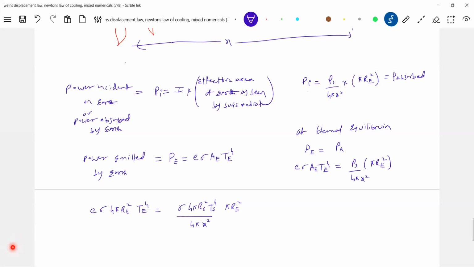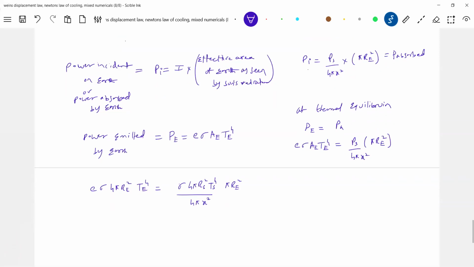Let me cancel all the possible terms which we have. E sigma will get cancelled. 4 pi, 4 pi, here one pi will get eliminated. RE square will get eliminated. E sigma TE to the power of 4. So sigma will also get eliminated.